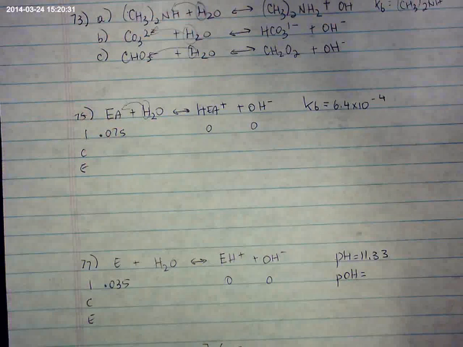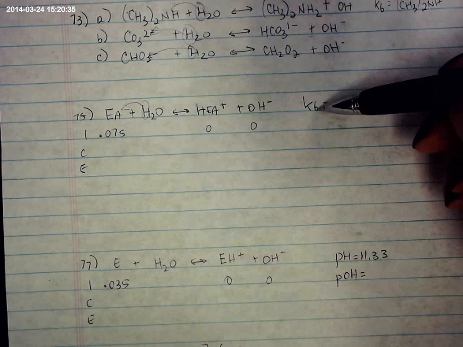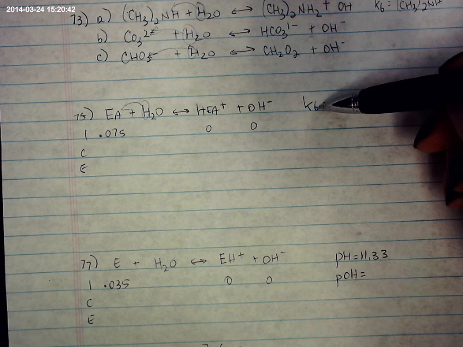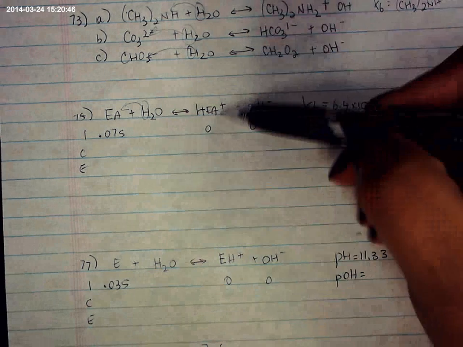And the reason why I knew to steal the hydrogen rather than to donate the hydrogen was because they gave me a Kb value. I'm going to treat this substance as a base. And the Bronsted-Lowry definition of bases is that bases are hydrogen thieves, not hydrogen givers, right? Okay, so I'm going to make HEA plus and hydroxide.